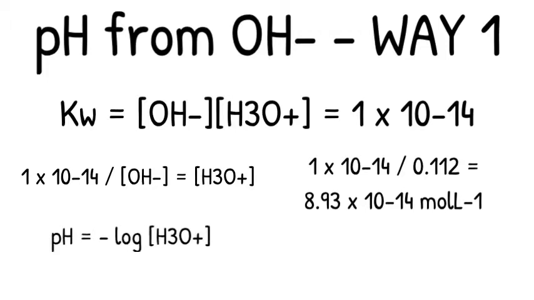So now that we have our hydronium, we can negative log that as before to give us the pH. This time we get 13.0 to 3 sig figs, no units needed, and that looks like a reasonably decent number for a base. Let's look at the second way we can calculate the pH if we know the OH-, and that is to use this equation here.